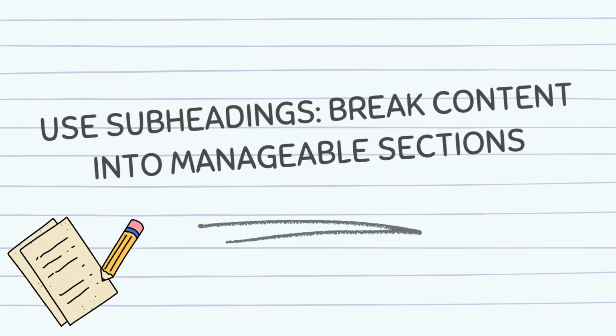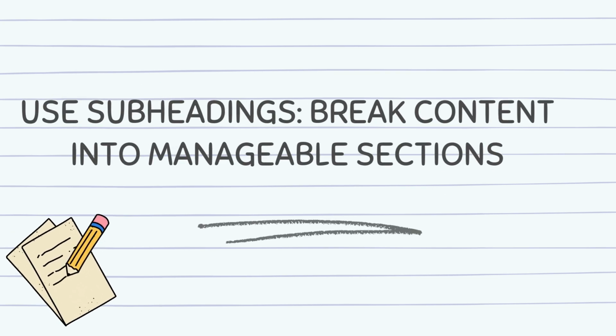B. Using vague subheadings. Avoid ambiguous titles like Other Related Studies or General Background. Be specific to maintain reader interest.